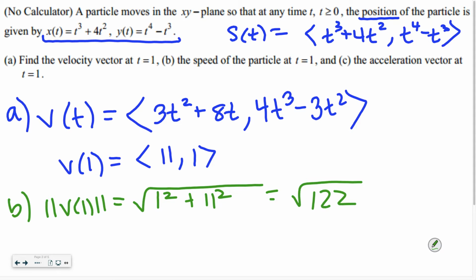Okay, so if you didn't, please label it as speed at t equals 1 so you know what you found. And then we're going to find the acceleration vector at t equals 1, so that's the next thing you need to write down. Acceleration vector at t equals 1.